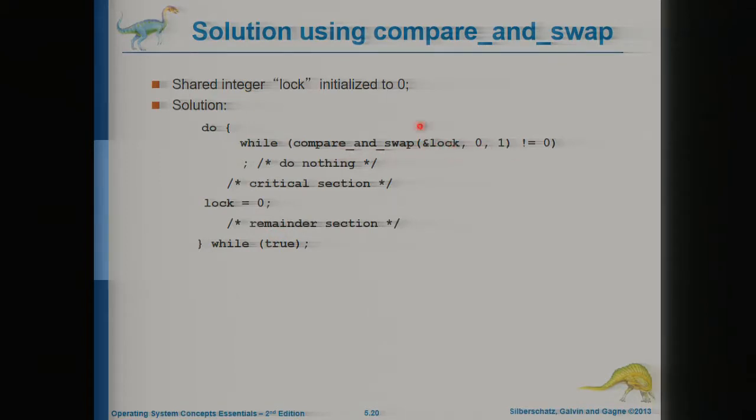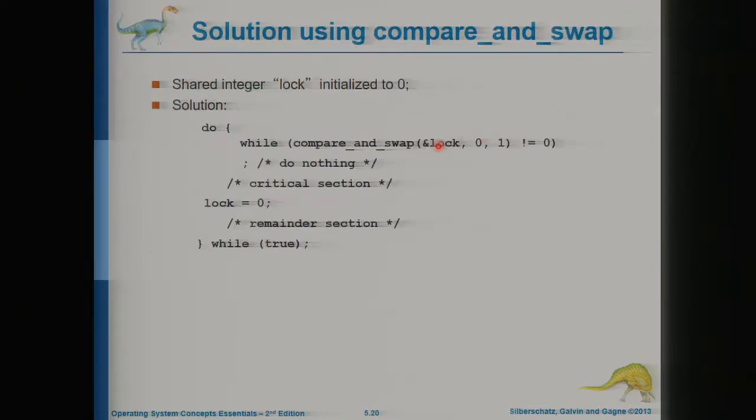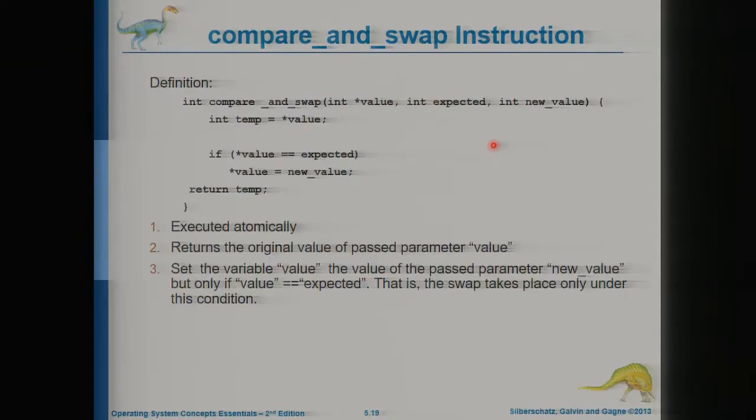Initially lock is 0, right? And the expected value also is 0. So the value here is 0, the expected value is also 0, and the new value is 1, according to what is being passed. So 0, 0, 1 is passed to this method. Okay, so int temp is equal to ampersand value. So we assign value to that. What is the value of value? Value has the value 0.